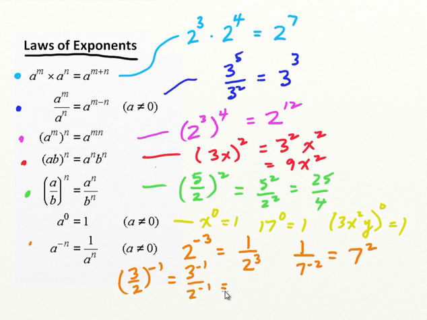If I move the 2 from the denominator back up to the numerator, that negative 1 will turn to positive 1. So, in fact, this is just 2 over 3.